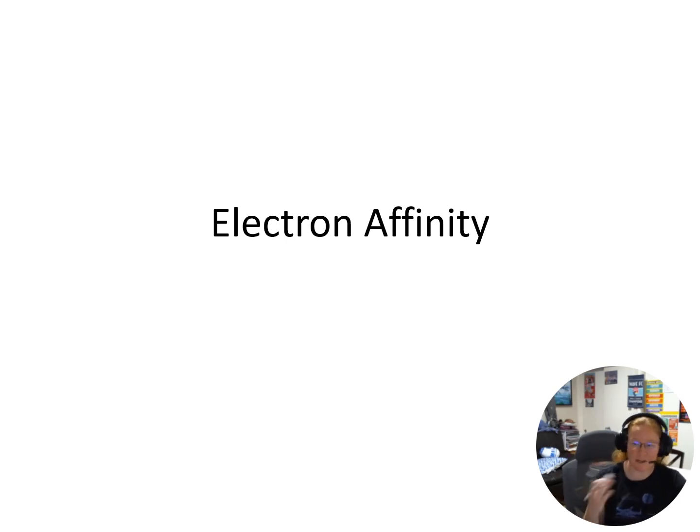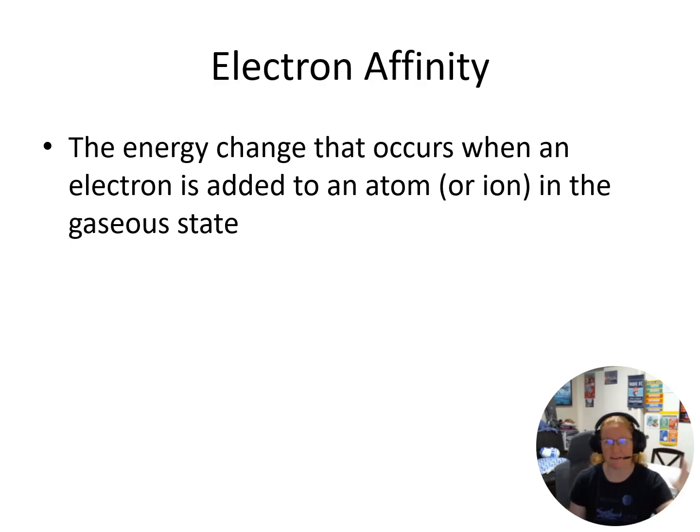All right, so we just talked about ionization energy being the energy required to pull electrons off. Now, here's the flip side, electron affinity. This is the energy when we add electrons in. Most of the time, not all, but a lot of the time, we actually get some energy when we add electrons in. All right, and so when I look at this, we've got the energy change that is occurring when an electron's added in the gaseous state to an atom or an ion.